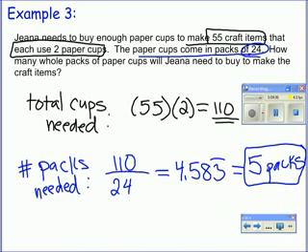Now, yes, in all these problems, they will have extra supplies, but you can't buy part of a pack at a store, so I want you to keep that in mind. So the answer to this one would be 5.